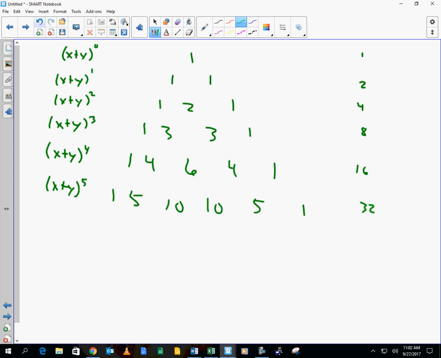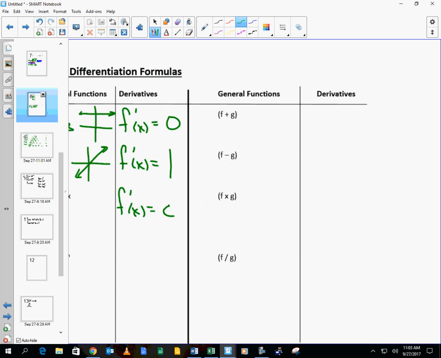Now, it always starts out with what number? It always starts out with 1. But what happens to be the second number? It's the power, isn't it? Look at that. The second number in the expansion is the power. And that's super important. Now that you've seen that connection, let's lay it out.